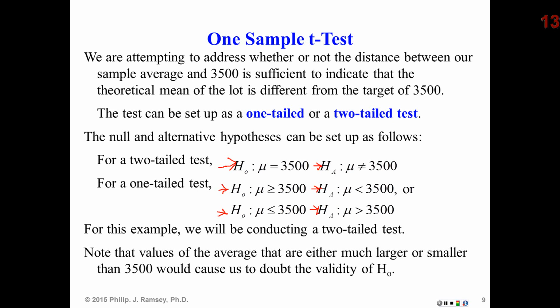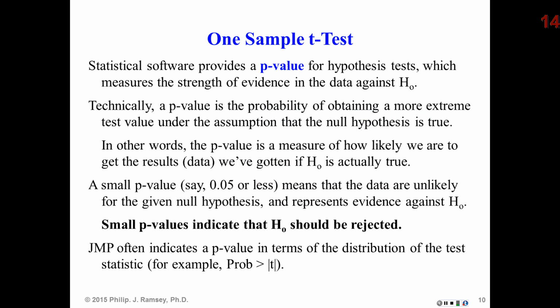So if there's a big discrepancy between the sample average and my hypothesized value of 3,500, that would lead to rejection. The question is, how do we judge the relative amount of difference in terms of significance between the null hypothesis and the sample average? Well, that's where the student t-distribution is going to come into play, as you'll see later in the slides.